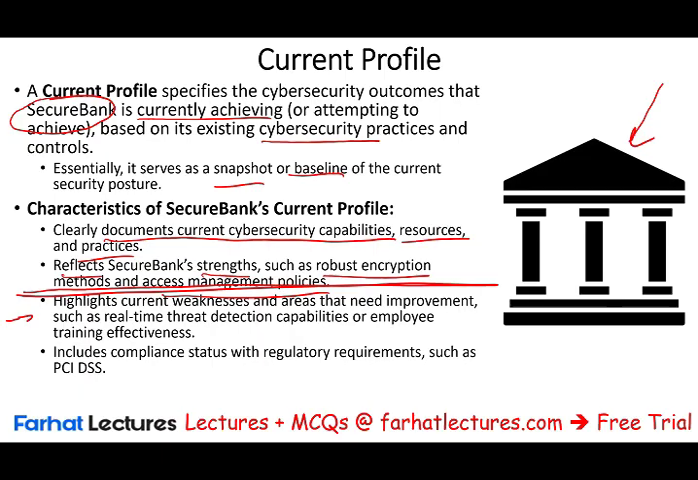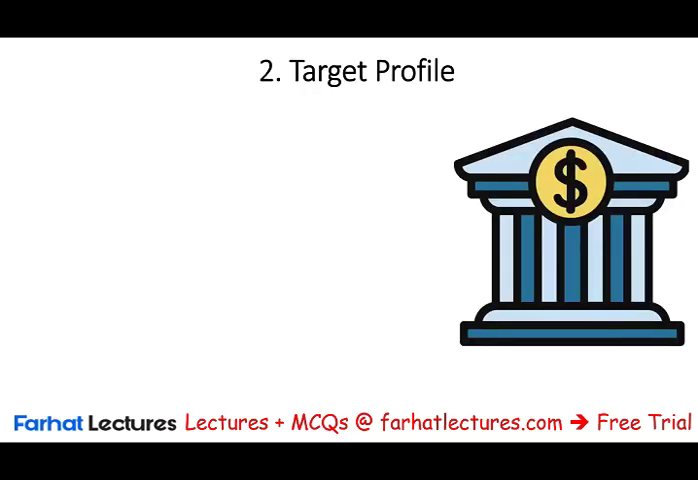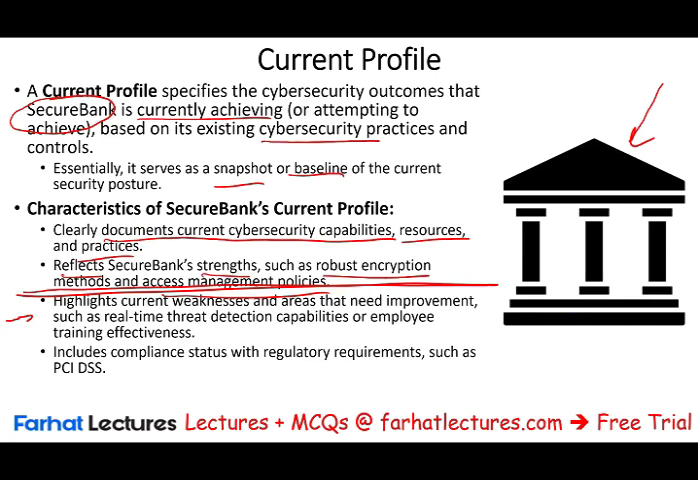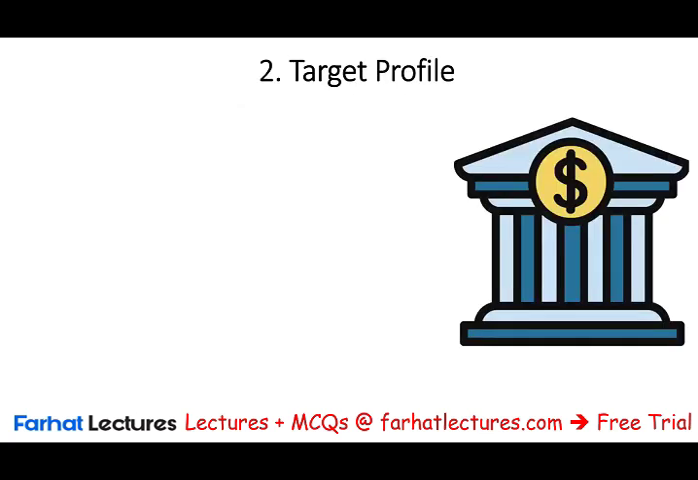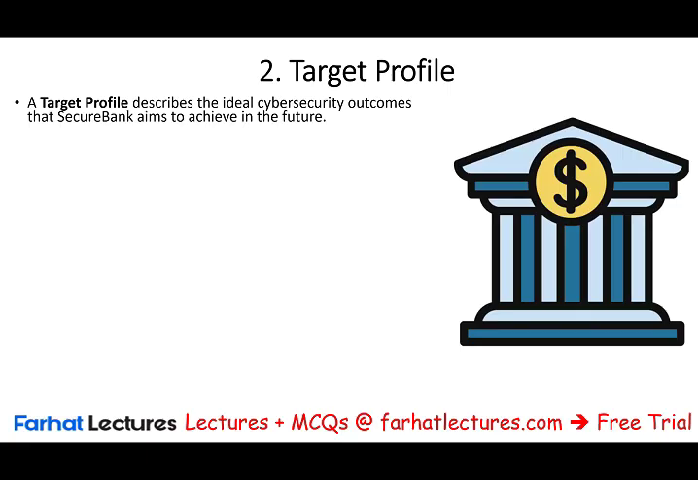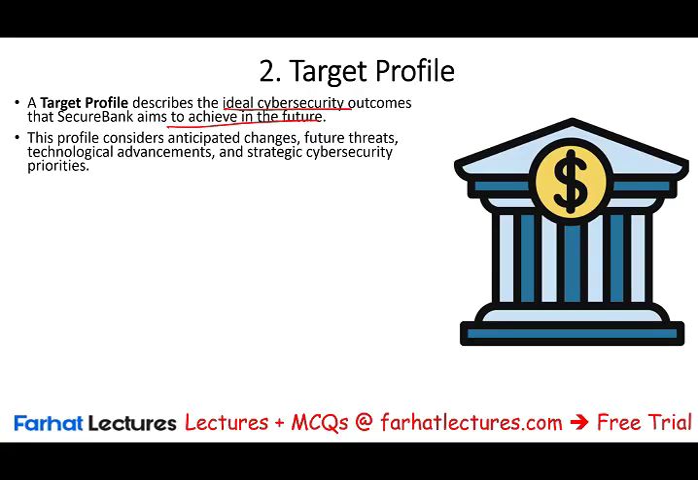So what they want to see is where do we stand now, and what are our weaknesses? Then the next thing they would look at is where do we want to be? What's our target profile? The target profile describes the ideal cybersecurity outcome that the bank aims to achieve in the future. Based on what? Based on the core functions of the NIST Cybersecurity Program. This profile will consider anticipated changes, future threats, technological advancement, strategic cybersecurity priorities.